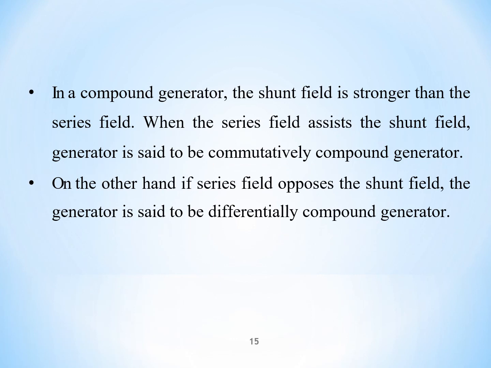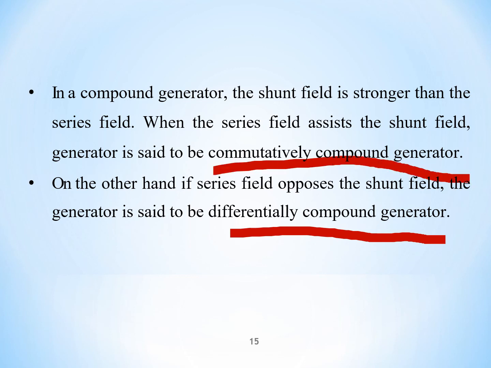In the compound generator, the shunt field is stronger than the series field. When the series field assists the shunt field, the generator is said to be a cumulative compound generator. On the other hand, if the series field opposes the shunt field, the generator is said to be a differentially compound generator. So in compound generators there are again two different types according to the fields opposing and aiding. If the two fields are aiding each other, then it is a cumulatively compound generator. If the two fields are opposing each other, then it is a differentially compound generator.